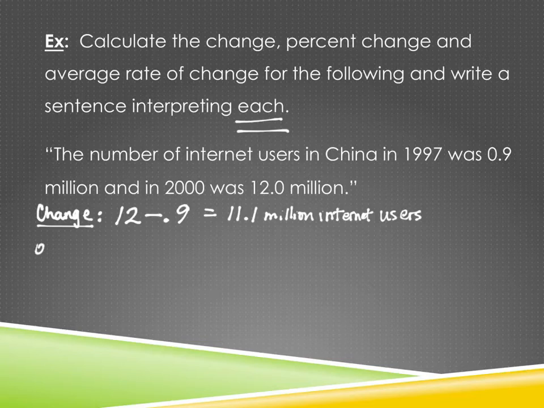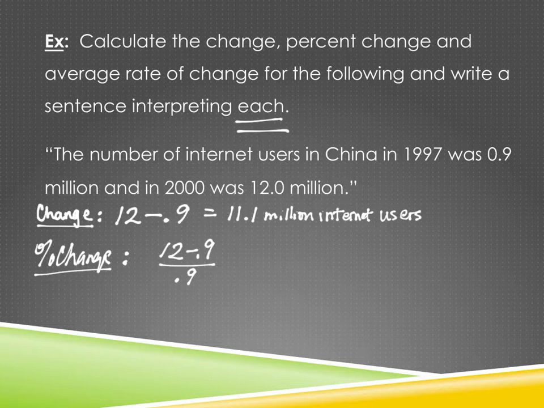So that's change. Percent change is the same numerator, so it's 12 minus the 0.9, or you could write 11.1 if you want. Kind of like writing it as 12 minus 0.9 because you can see the 0.9 matching up as I'm dividing by it, because it's always the earlier or the old value that matches with the denominator. And then it's times 100%. So we need 11.1 divided by 0.9 and multiplied by 100.